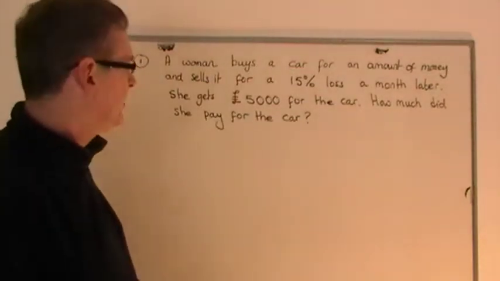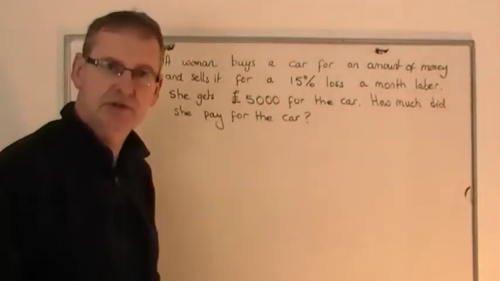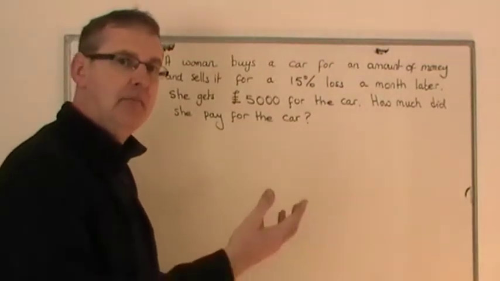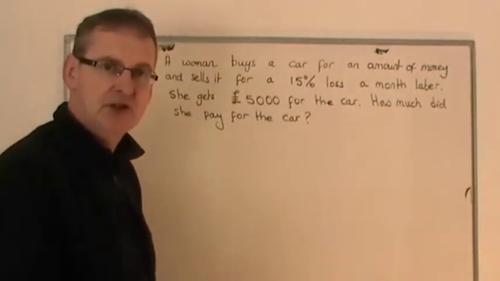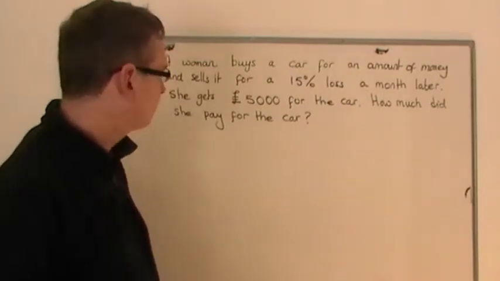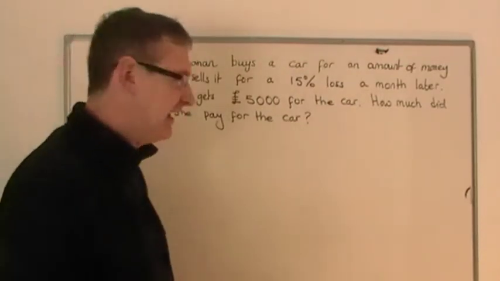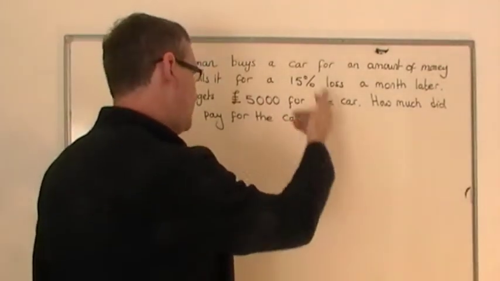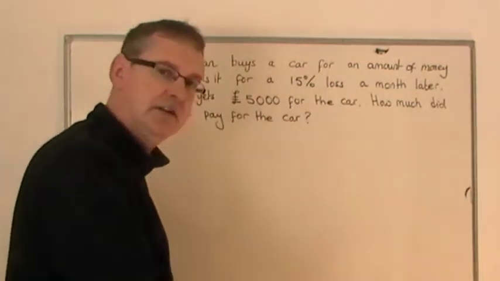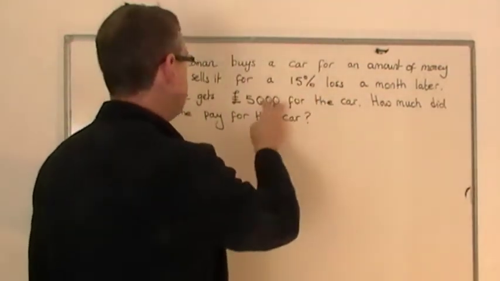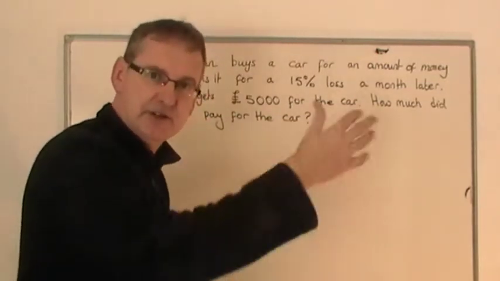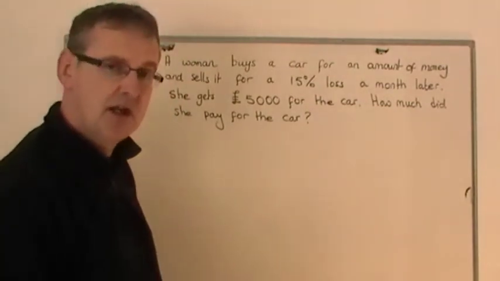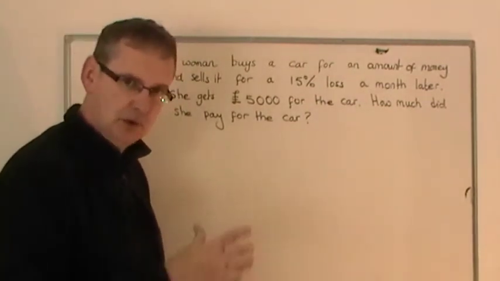Temptation once again would be to work out 15% of £5,000 and take it off, and whatever that figure gave would be what many people would suspect she paid for the car in the first place. Or, sorry, let's do it the other way around. Because she's making a loss, she gets 5,000, so she must have paid more than 5,000 in the first place. So what they do is work out 15% of 5,000 and add it on. So it would be 6,000 and odd pounds. So that's how much she would have paid in the first place. No, you're misunderstanding what the question is about.